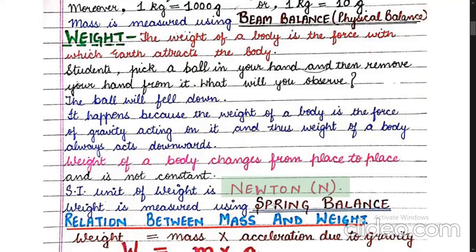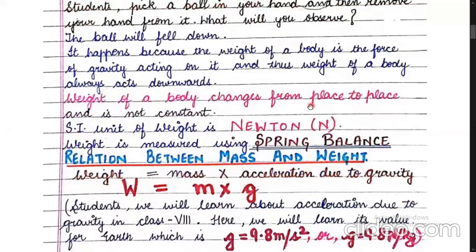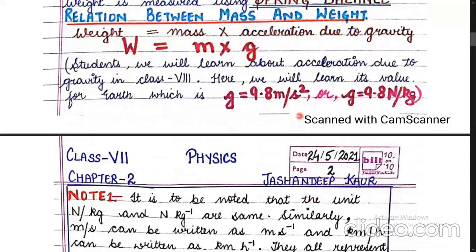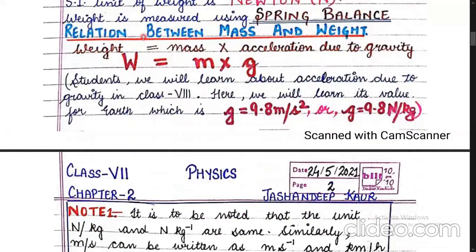And weight is measured using a device known as spring balance. Spring balance is a device which is used to measure weight. Children, you can see the diagram of spring balance and beam balance in your physics textbook also. So let us study the relation between mass and weight, how mass and weight are related to each other.